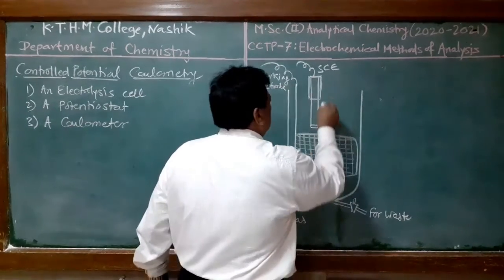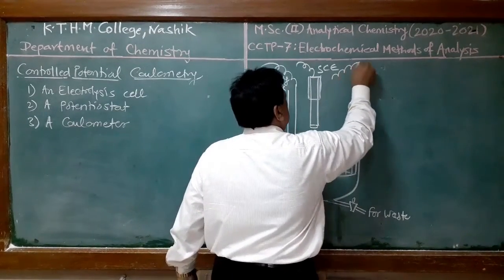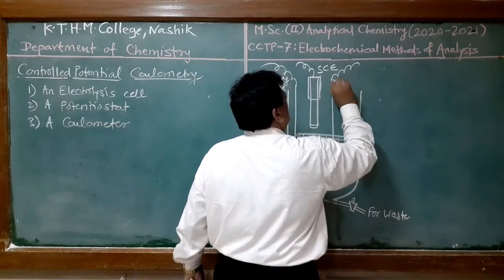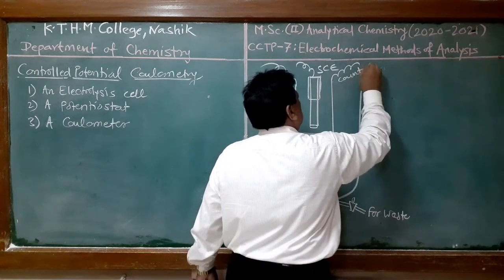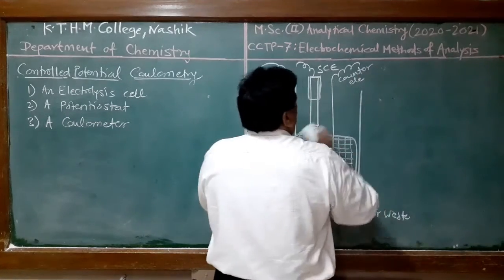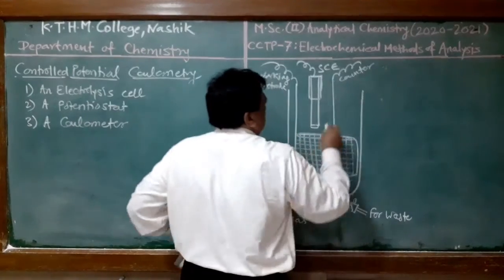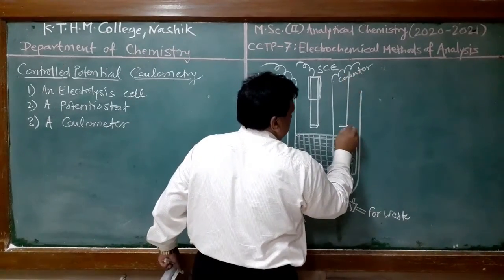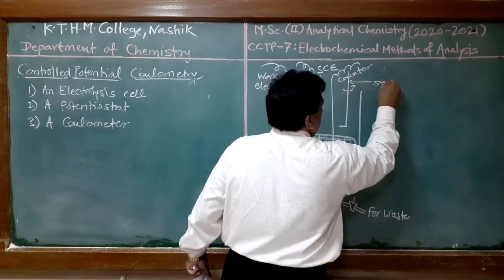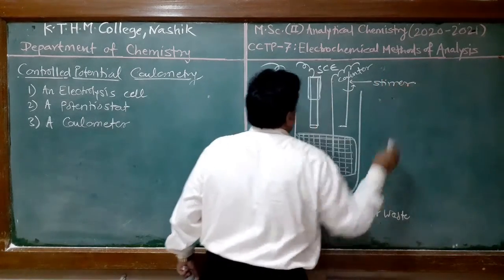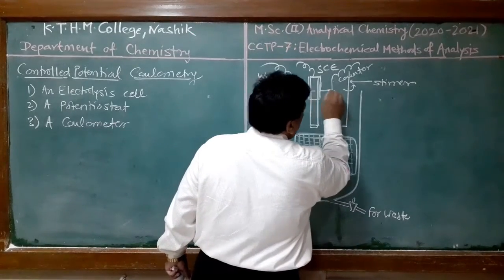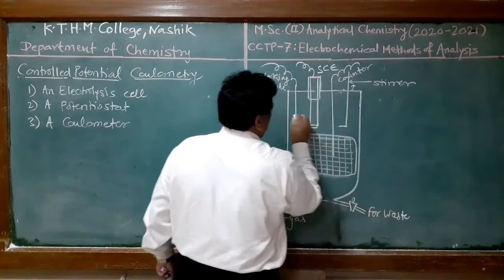And a third electrode is also inserted in this case, which is also made of platinum. That is called the counter electrode. Along with these three electrodes, there is a stirrer, which is a device used to mix the solution.